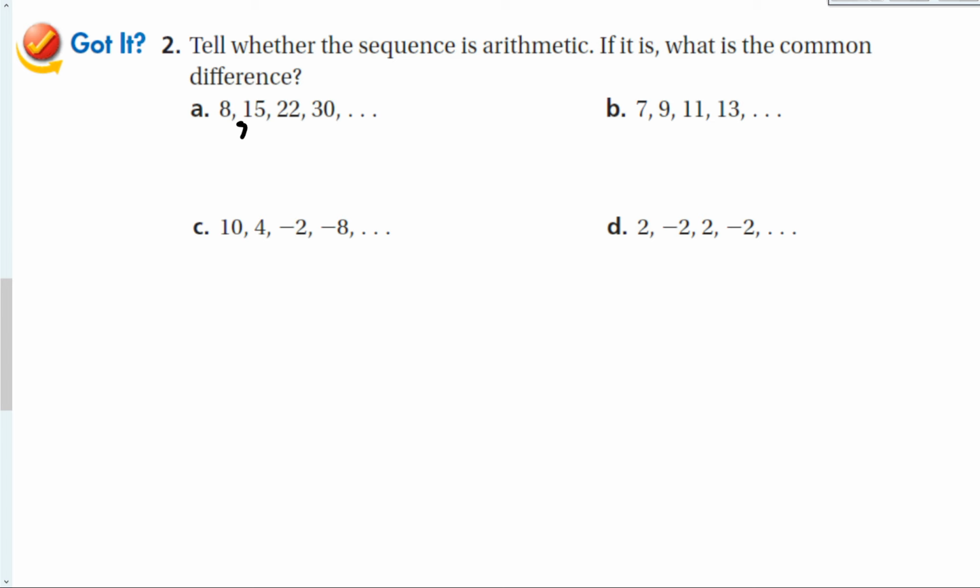The second difference is 7. But then the last difference is 8. So almost, but not quite. The next one is an arithmetic sequence because we can see my common differences are all 2. For part C, it is an arithmetic sequence because my common difference is all -6. And then the last one is not an arithmetic sequence. It has multiplication. So this would be no, and this one would be no.